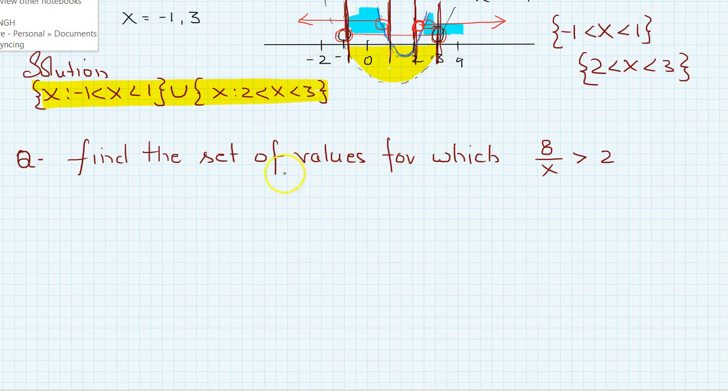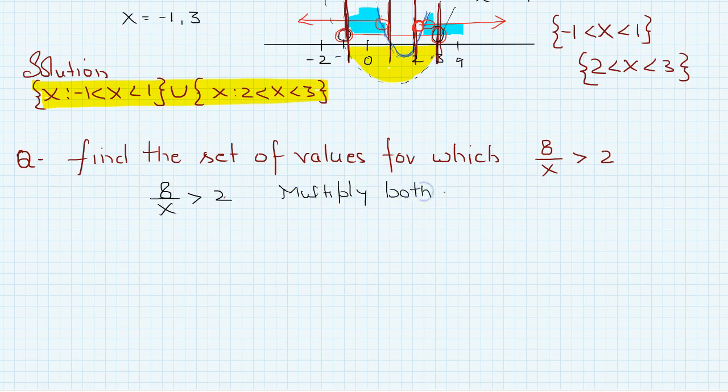Now the next question is, find the set of values of x for which 8 over x is greater than 2. So for this question, 8 over x is greater than 2. Now multiply both sides by x. So if we multiply both sides by x, 8 over x times x and 2 times x.